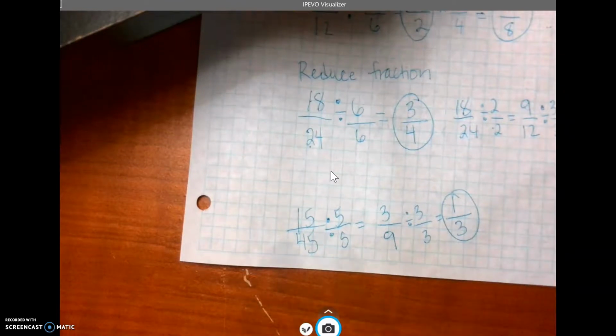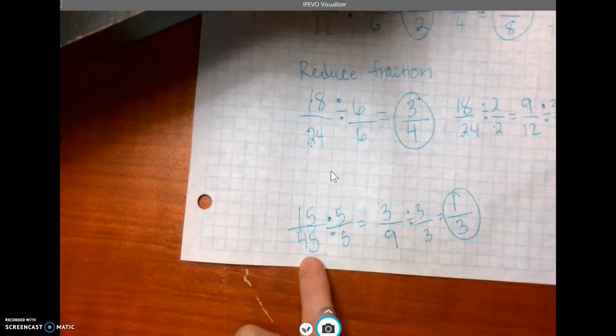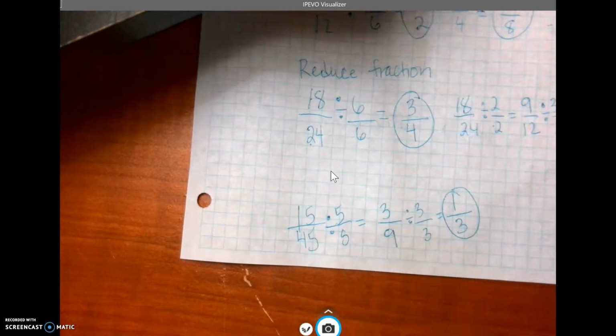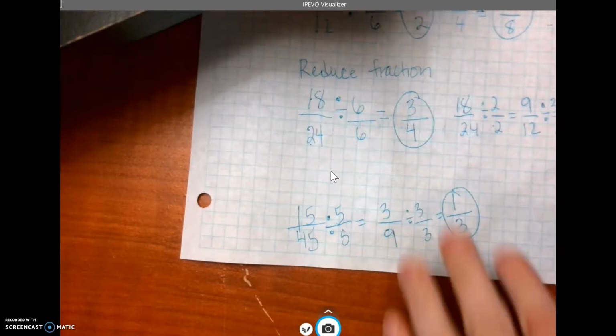Okay? You could have started at the very beginning and divided these both by 15 if you knew that 45 divides by 15 evenly. Okay, but I did 2 steps, and either way is fine.